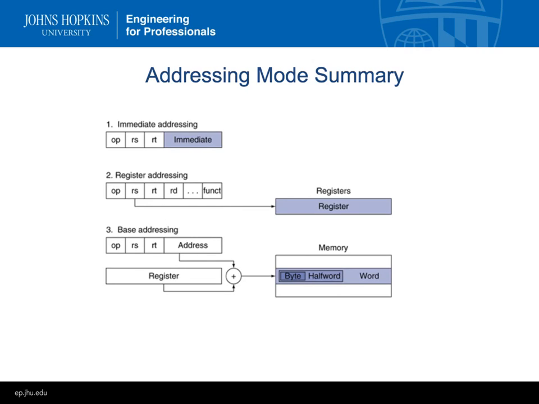So this is what the instructions look like. Immediate, we have the 2 registers and the value. So anything with an I on the end. Register addressing looks like this. It's an R type. So we have an opcode and a function code and 3 register values. Base addressing, this is for load and store.